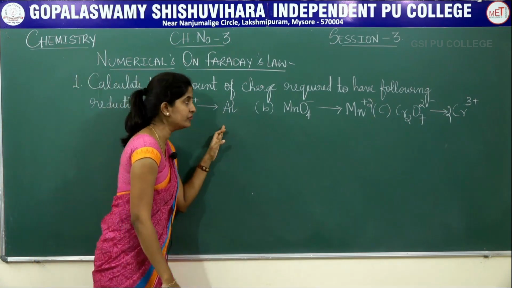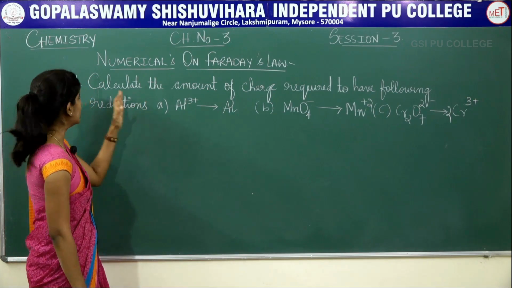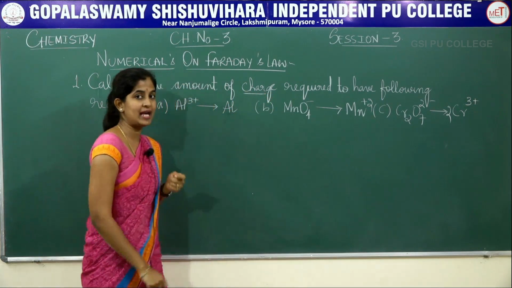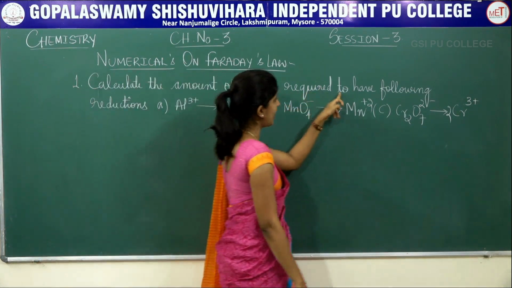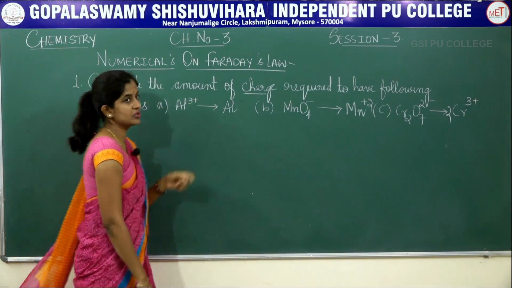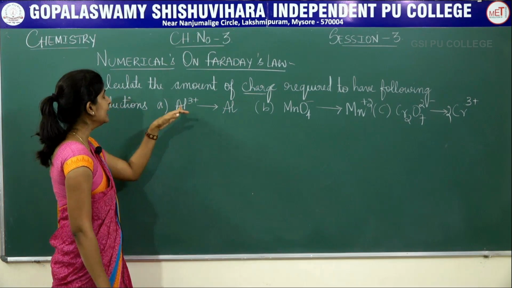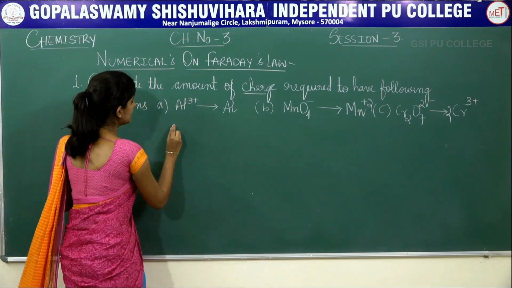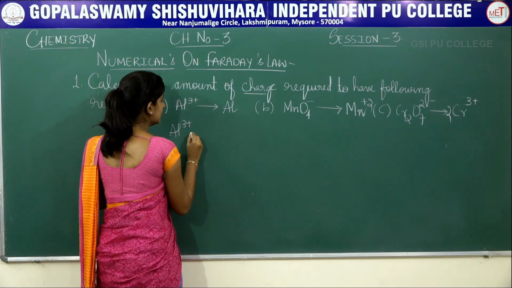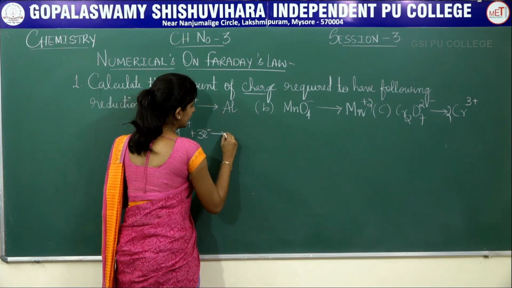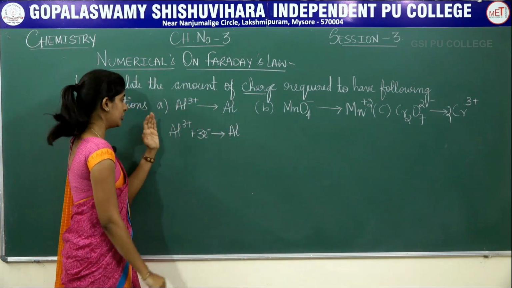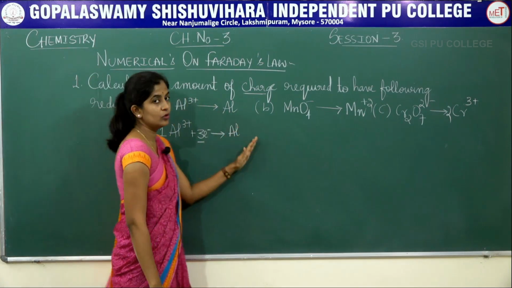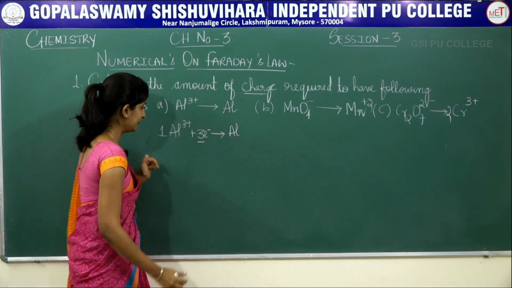A very important type of problem for Faraday's first law and second law is where you have to calculate the amount of charge in terms of coulombs. They have given you charge, which means you have to keep the answer in terms of coulombs. Charge required to have the following reductions. Reduction means addition of electrons. So first problem, let us take aluminium 3 plus to aluminium. 3 plus means it is short of 3 electrons, which means Al3 plus requires 3 moles of electrons to get aluminium. So in order to reduce 1 mole of aluminium 3 plus, you require 3 moles of electrons to get the reduced form of aluminium.